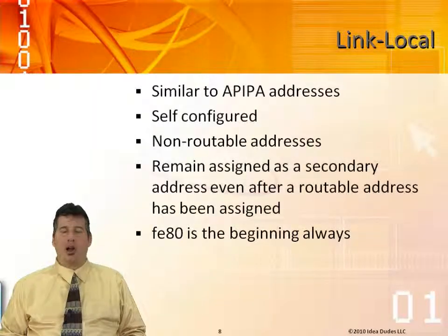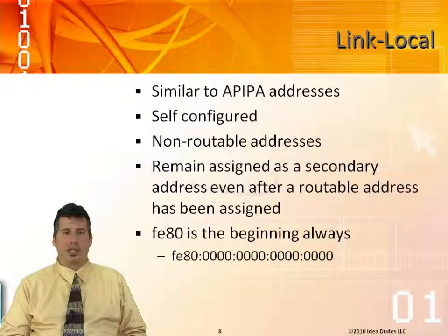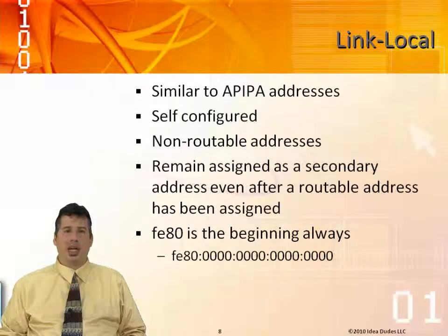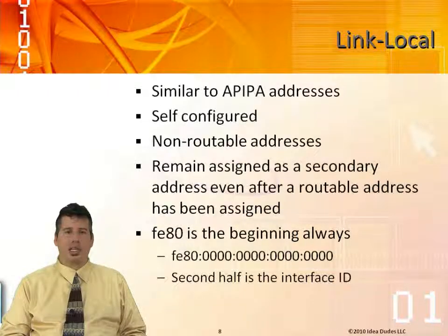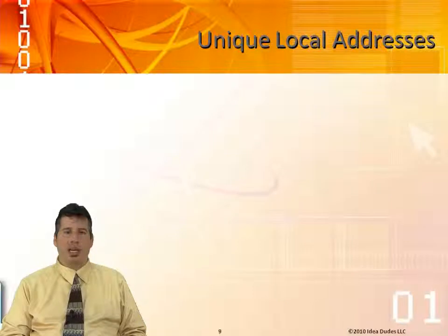FE80 is the beginning always when we're dealing with the link local address. So FE80:0000:0000:0000 is the actual beginning of the IP version 6 address. Second half is the interface ID, which is going to have our MAC address, which identifies the actual interface itself. Percentage D is the zone ID.